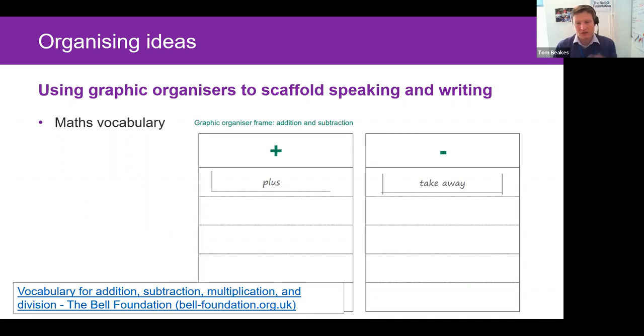We'll go back to this maths activity in the next section to look at how we can build on this vocabulary development to develop their range of expression using other strategies.